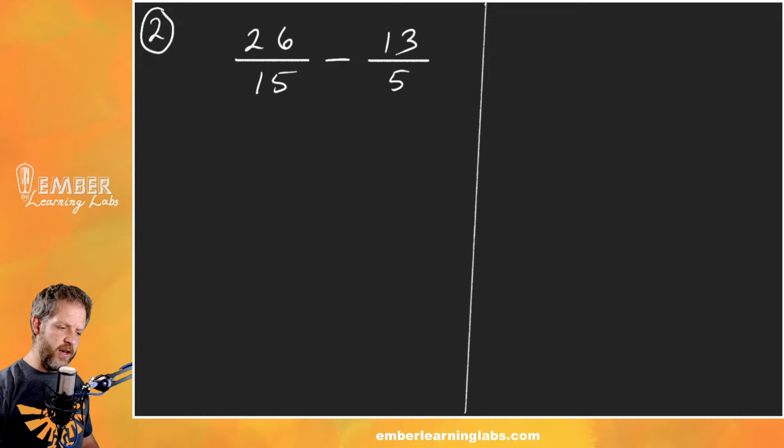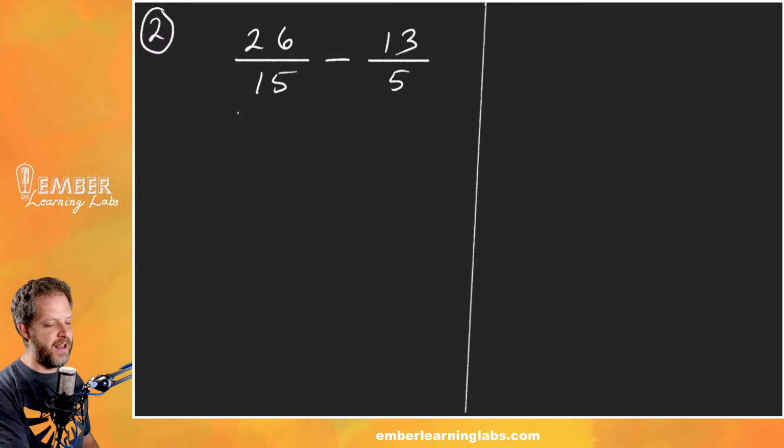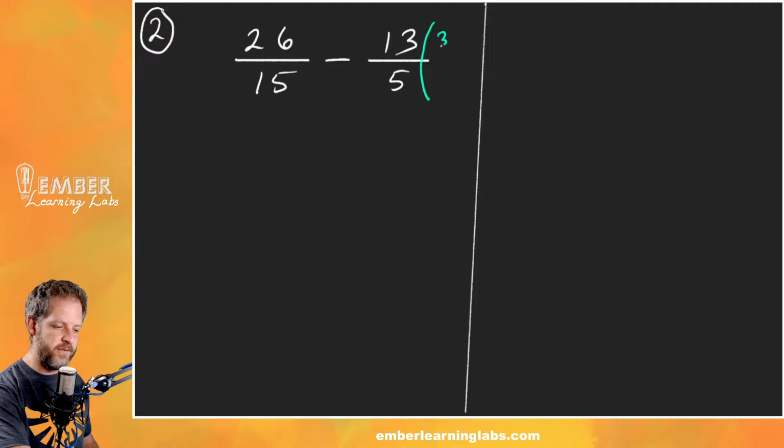First of all, we know we need to get a common denominator, so we should probably start there, right? So what do we have to multiply times 5 to make it a 15? 5 times 3 is 15. So let's just multiply this by 3/3. How's that sound?